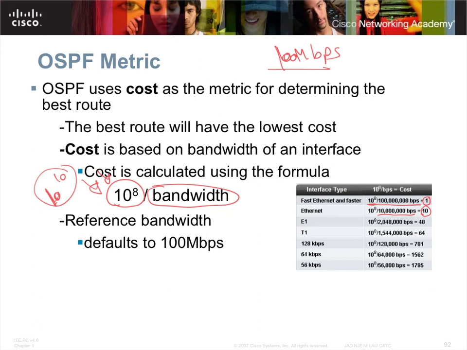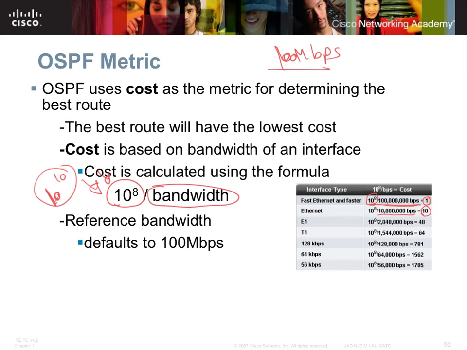But we have to know that the cost of any link is actually the reference bandwidth, which is fixed, divided by the theoretical bandwidth of the link. And the default is, look here, 64. 64 here means that the theoretical bandwidth of the link is 1.544 megabits per second. So in that case, 10 to the power 8 divided by this is around 64. And this is the cost. This is for a T1 connection.